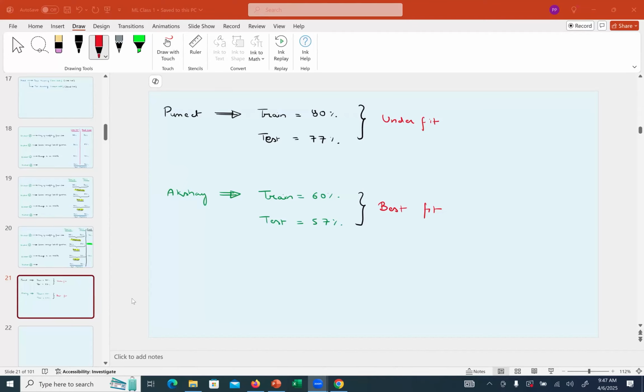And for the Puneet model, since you don't know what is the accuracy level and they are moderate, they are not even consistent. So they might not capture the exact complexity of the problem. So that's the reason it is an underfit model.